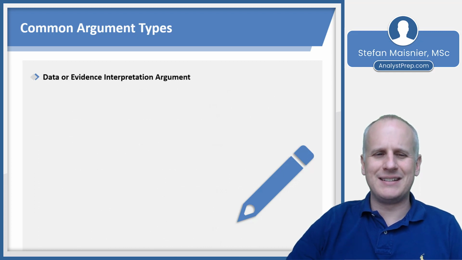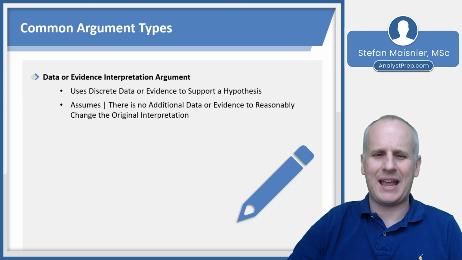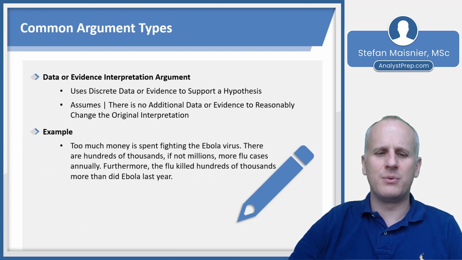Another example we've got is data or evidence interpretation. And so these are going to use discrete data or evidence to support some sort of hypothesis. And the assumption is that there's no additional data or evidence to change the original interpretation. So we've got another example.